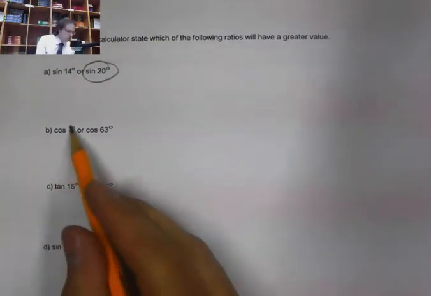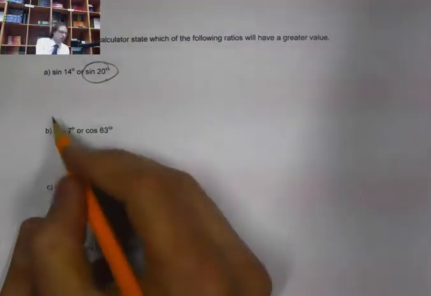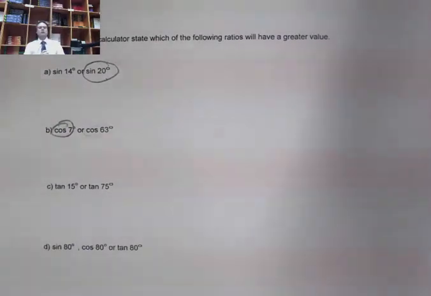Let's take a look at cos. Cos 7 or cos 63. Well, cos 63, I'm going to have to be very close to something. So cos 7 is actually the bigger one, okay? Because as we get closer, we're looking up, so we have to be farther away.